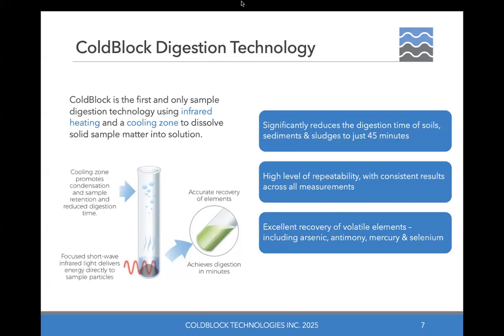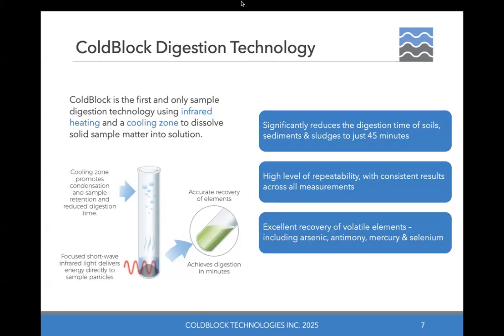First, ColdBlock uses infrared heating. Unlike other traditional methods that heat the vessel or that heat the acid, with infrared, we are delivering energy directly to the sample. A very precise and, importantly, very repeatable way of delivering energy to the sample and into the system.